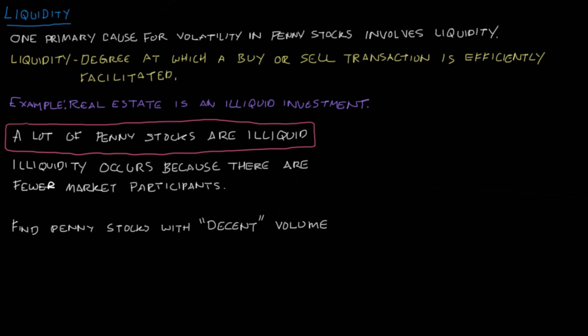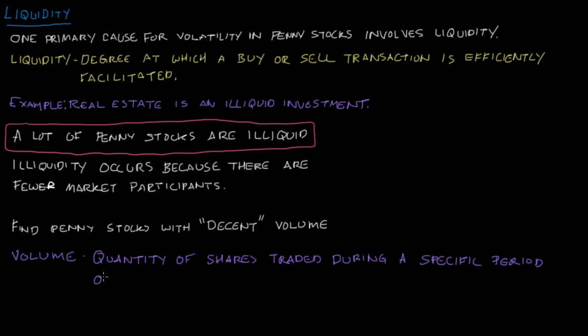How this is accomplished is that you find stocks with an adequate quantity of volume. Now, volume is simply the number of shares traded in a stock during a given period of time. You want to find stocks with a lot of buyers and sellers. Now, I prefer stocks with at least 50 to 100,000 shares traded per day. Now, the smaller the amount of volume, the more illiquid your stock is going to be.